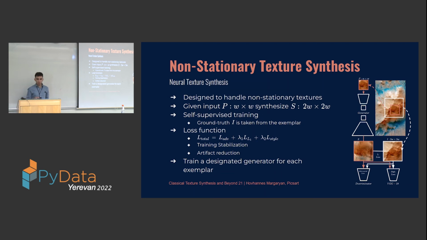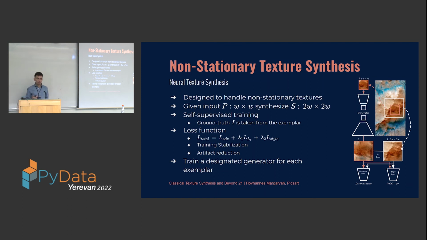Let's formally assume that we are given an input exemplar texture and a patch from the given input texture, and the goal of the generator network is to generate an output texture that is 2 times larger than the given input texture. So in this case, the output texture S is of size 2 times W. And the goal of the discriminator network is to classify whether its given input comes from the given input exemplar texture or is generated by the generator network. Let's also note that in this case we deal with self-supervised learning because the ground truth I is directly taken from the given input exemplar texture.